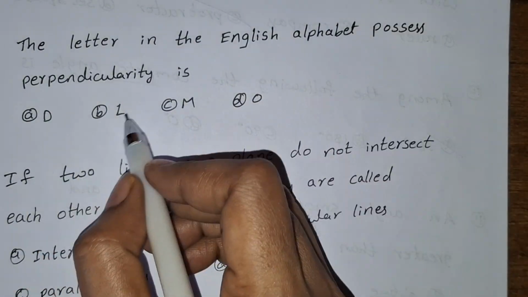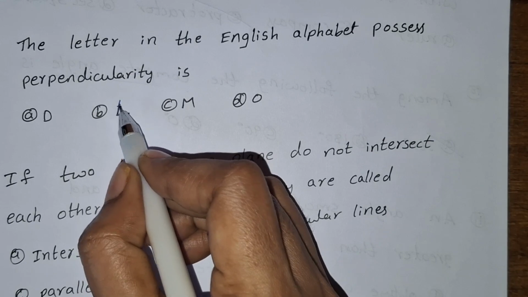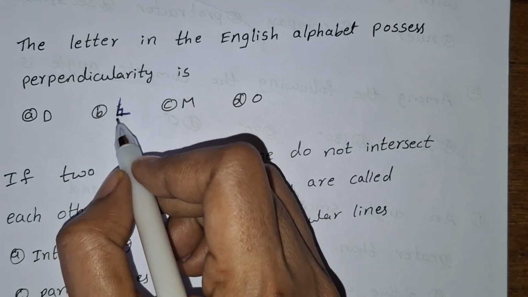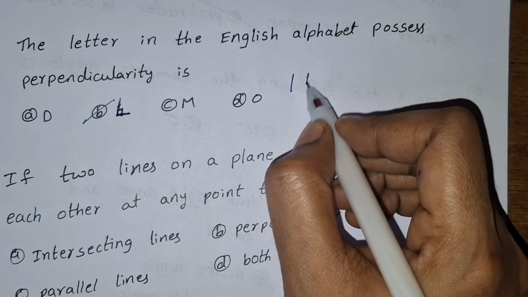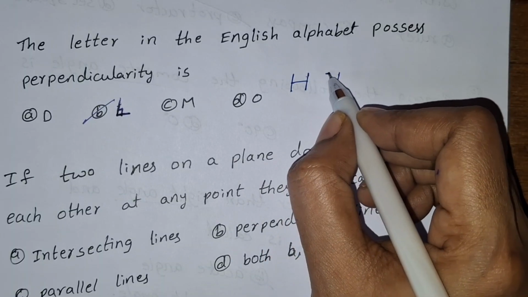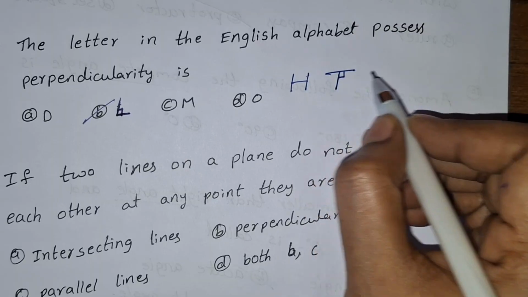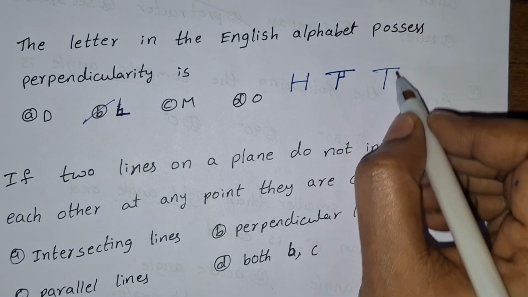In the given options, L. Here these two lines intersect at right angle, 90 degrees. So the letter shows perpendicularity. And also letter H, T. Here these two lines intersect at right angle. So it shows perpendicularity. And also I.